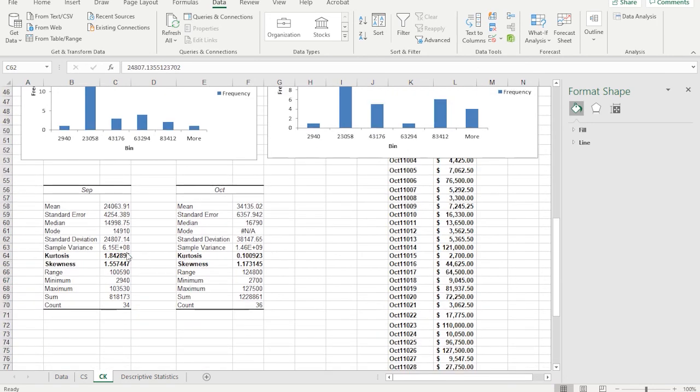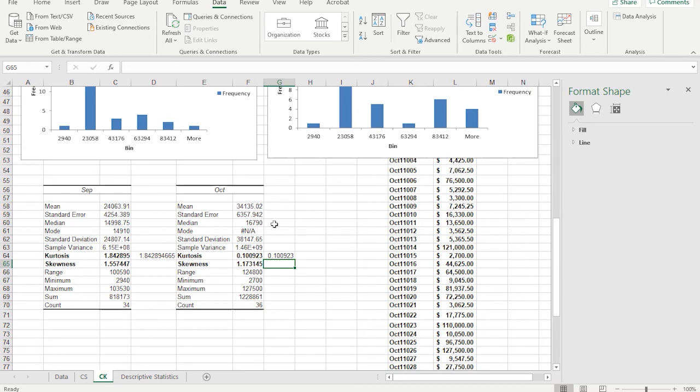And there is also the kurtosis function I could use, even though the descriptive statistics summary stats took care of that for us. If I hit the equal sign, type in KURT, and then in there, I'll put the specific subset I'm interested in. And I'm going to put SEP for September since I have a named range, and I get the same kurtosis number right here. Same thing for this, OCT, and then I get the kurtosis value for that, right? And so that's how you would approach the kurtosis.